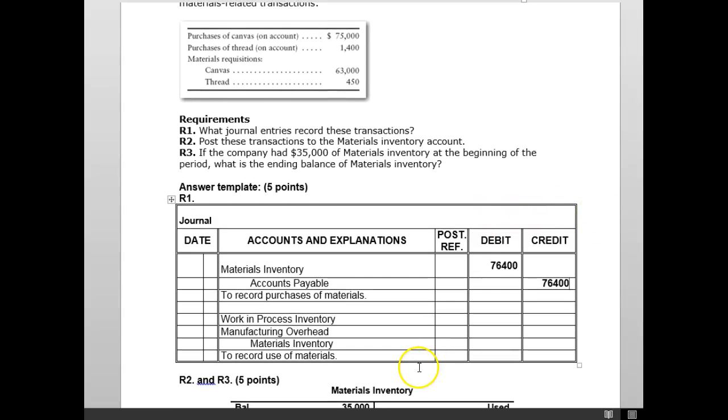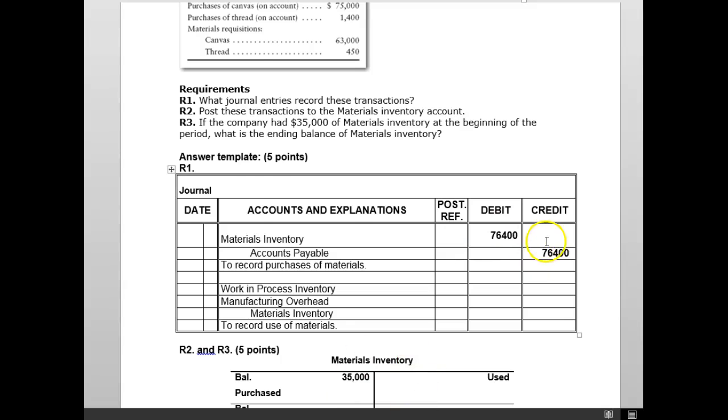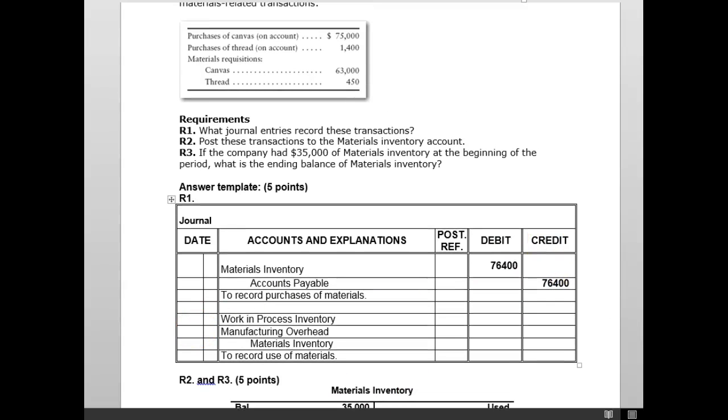So now they're going to apply this to the work in process. And if the company had $35,000 at the beginning of the period, what is the ending balance? Okay, so that's the next one. So now what we're looking at is work in process, and it says materials requisitions, and that means material that has been taken out of the material inventory and put into production.